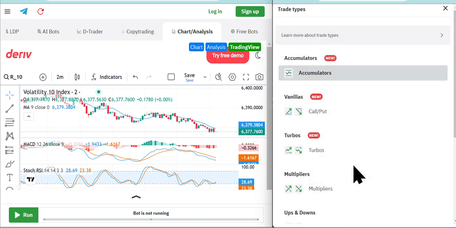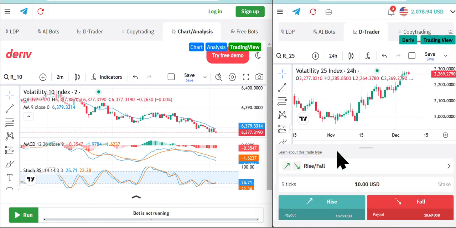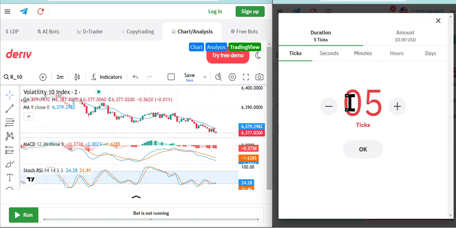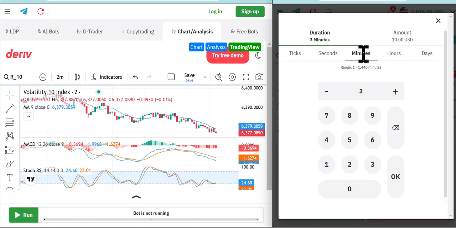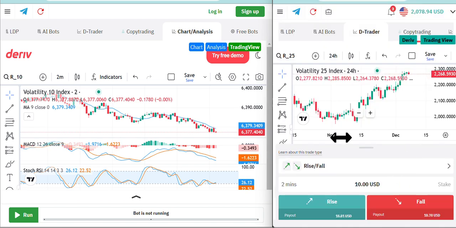So you're going to select rise and fall. I'm going to select rise and fall here. If you're analyzing the 2 minutes time frame, make sure that you are also trading in a 2 minutes interval. So you select 2 minutes here. If you're analyzing a 2 minutes market, then use 2 minutes. And if you're trading 5 minutes, then use a 5 minute time frame. That's what we always consider.